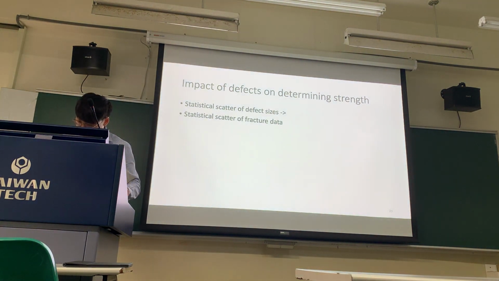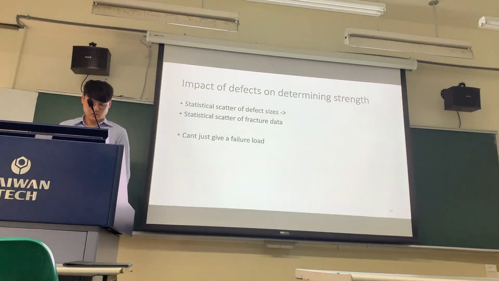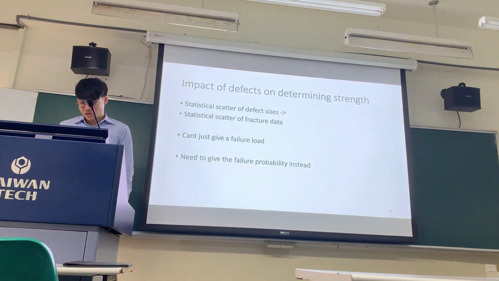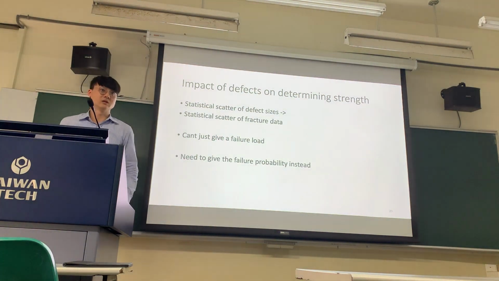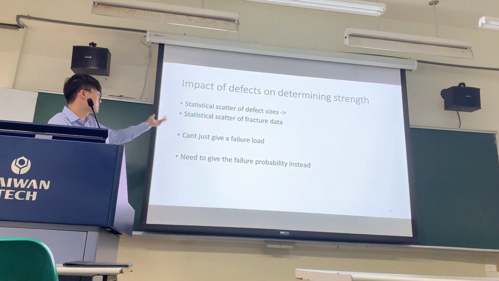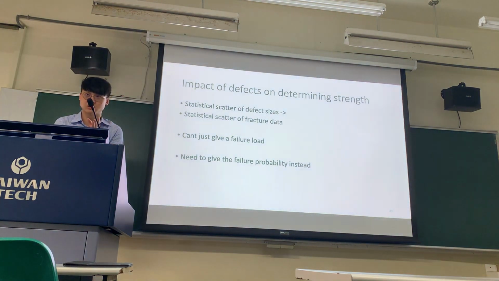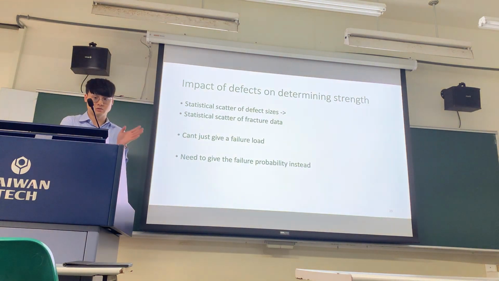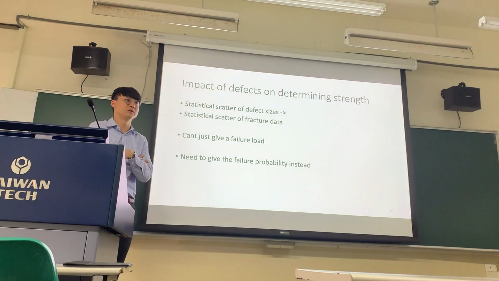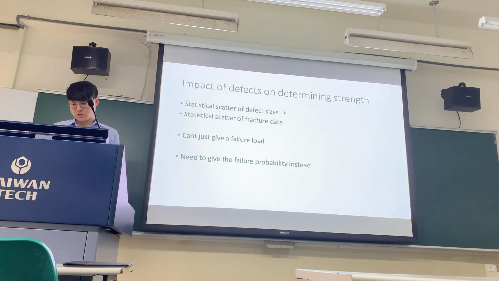statistics scatter for defect size, statistics scatter for fracture data. Right? So you can't just give a failure. It doesn't make sense. You need to give the failure probability instead. So what statistics gives you is a probability, right? They give you chance, rather than giving you average and standard deviation again. Probability is better for recognizing all the data.